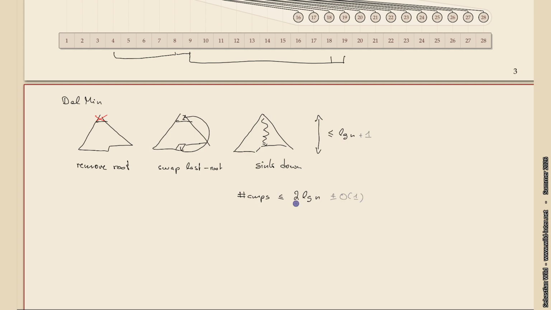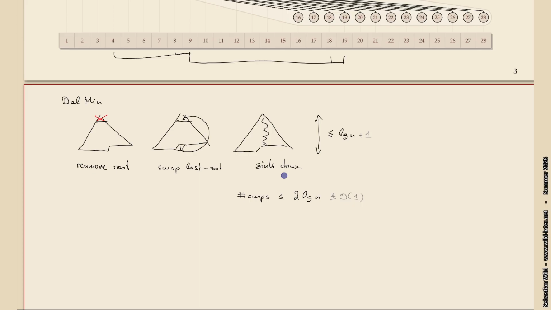And the factor 2 comes from, I first have to check which of my children is smaller, and then I have to check whether I am smaller than that child. And these are 2 comparisons per level. That's also why heap sort is kind of worse than merge sort in terms of comparisons. Because it has to do this sink down step n times.